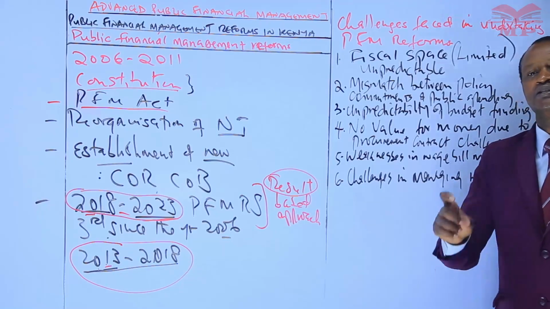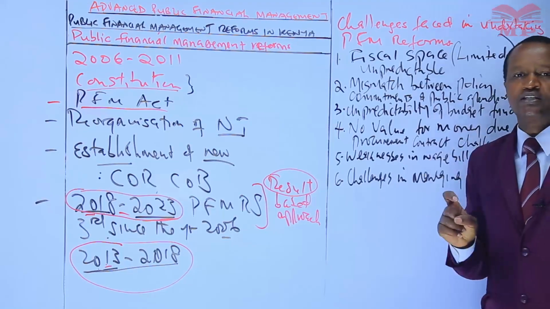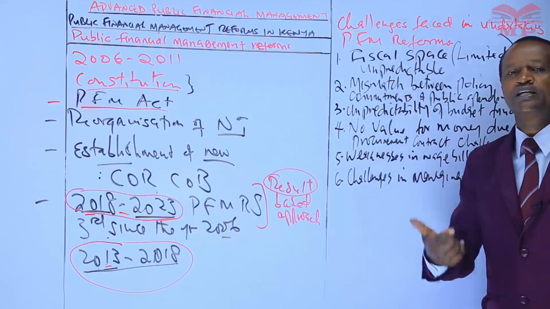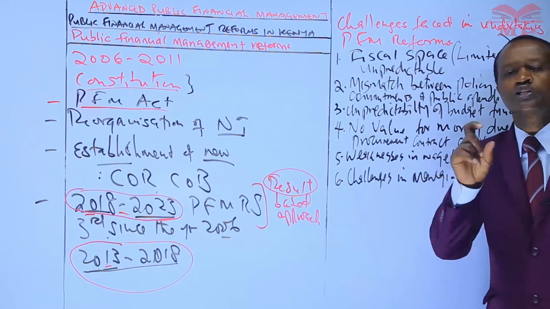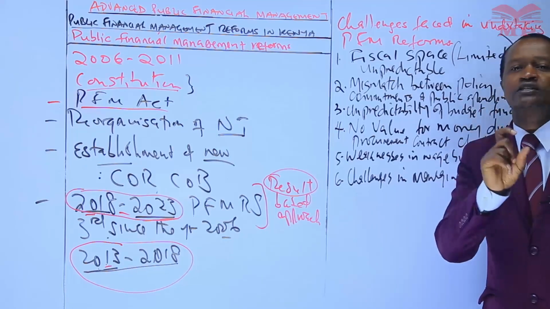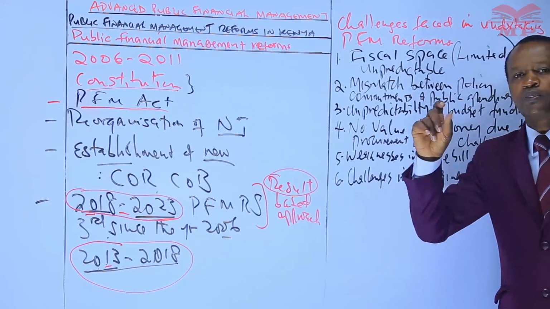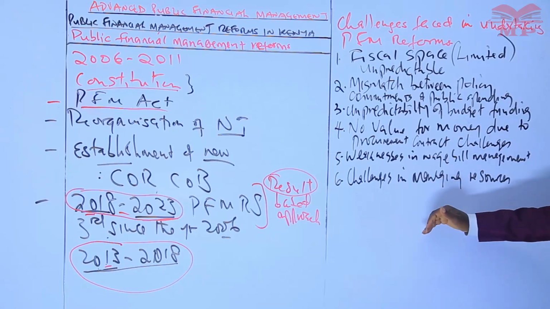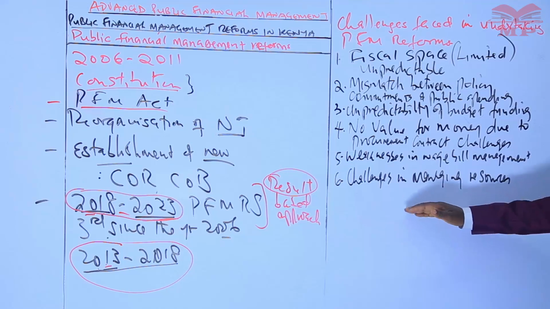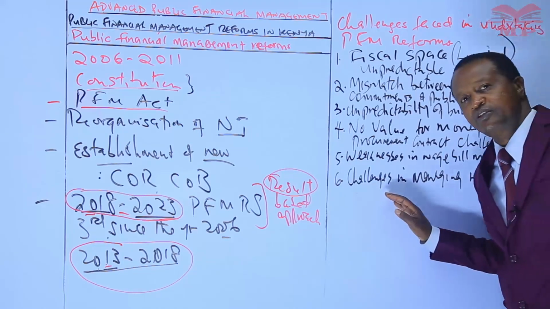The facilities providing the critical services in, say, education, in health, in the water subsectors, do not adequately allocate, manage, and report on the public resource utilization. And that's a challenge that the government faces in undertaking public financial management reforms.